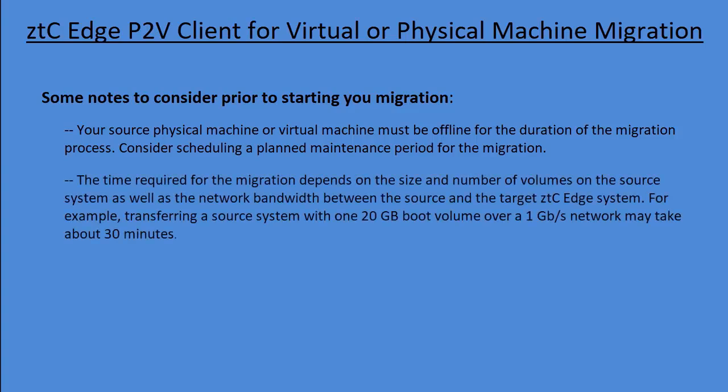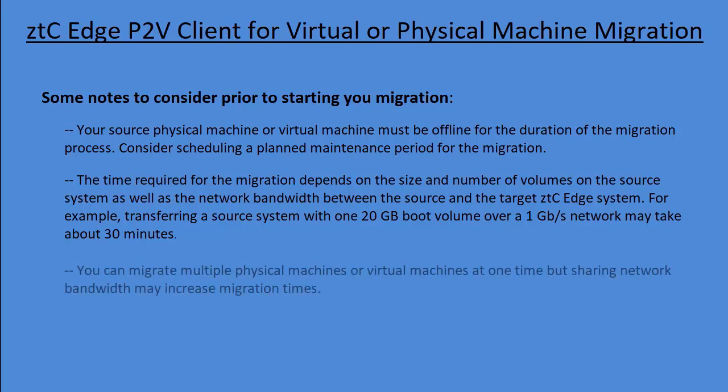The time required for migration depends on the size and number of volumes on the source system, as well as the network bandwidth between the source and the target ZTC Edge system. For example, transferring a source system with a 120 gig boot volume over a 1 gig per second network may take about 30 minutes. You can migrate multiple physical machines or virtual machines at one time, but sharing network bandwidth may increase migration times.